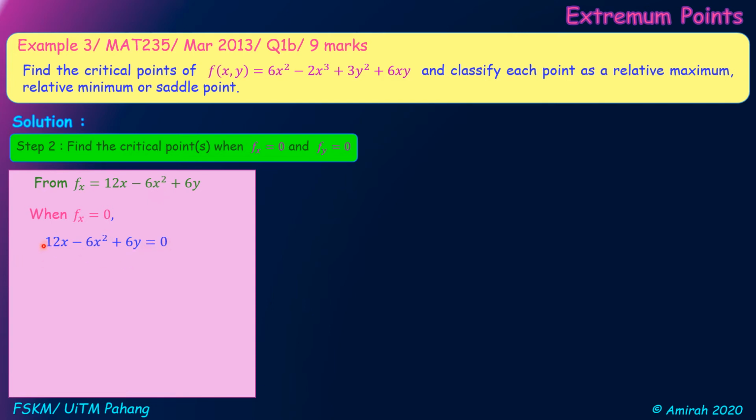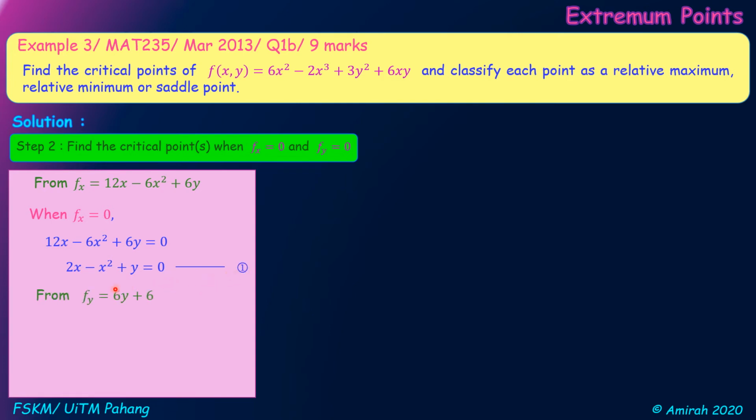From here, we can divide each term by 6. So we get 2x minus x squared plus y equals 0. The 0 here, when we divide by 6, still equals 0. Alright? And then we name it equation 1.